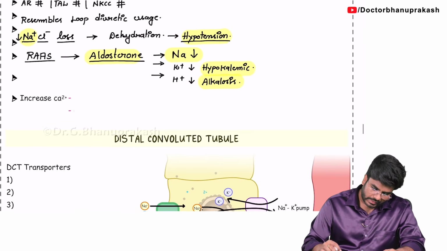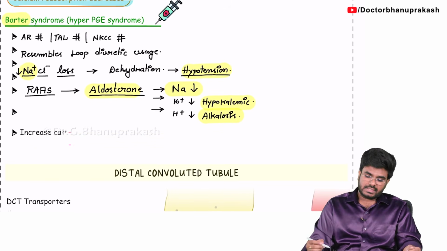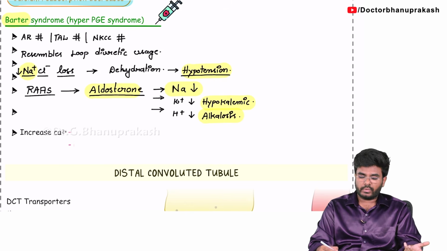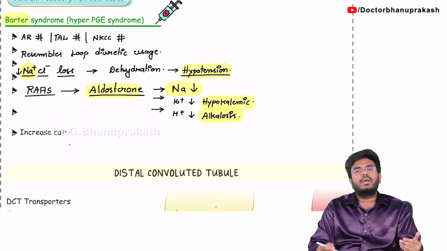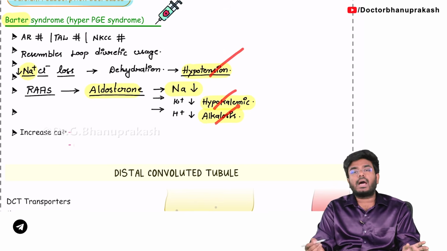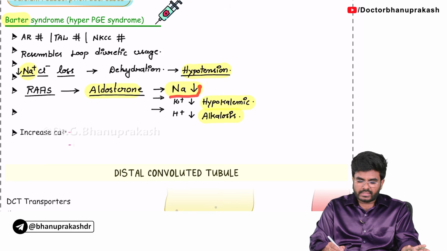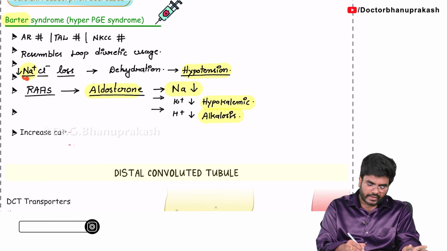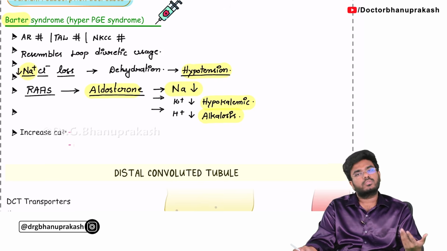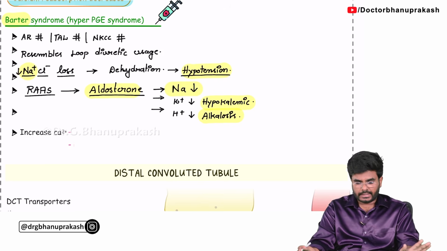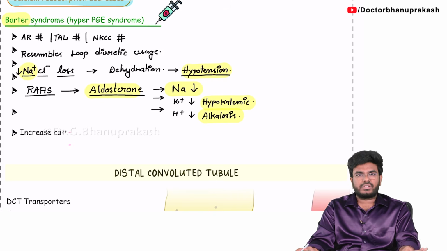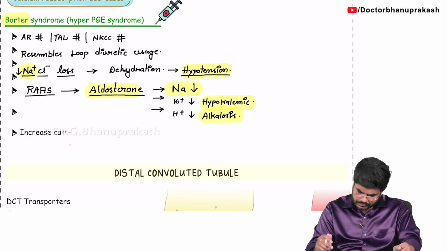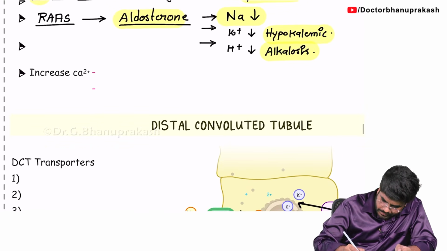So now tell me, what are the clinical features of Bartter syndrome? The baby is going to be dehydrated. Okay, sodium loss, chloride loss, water loss, hypotension with hypokalemic alkalosis. Why are the sodium levels not rising? Because there is a defect. Okay, the NKCC transporter is defective, so sodium keeps on being lost. Again repeating, Bartter syndrome: sodium loss, chloride loss, RAS activation, hypotension, severe dehydration with hypokalemic alkalosis.